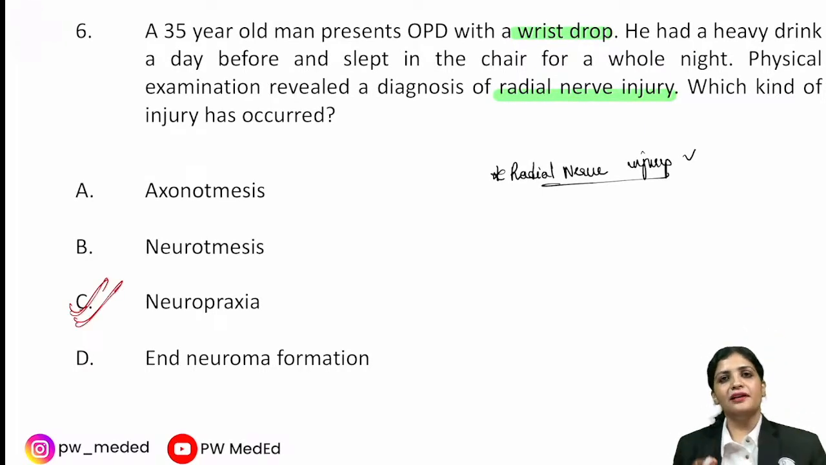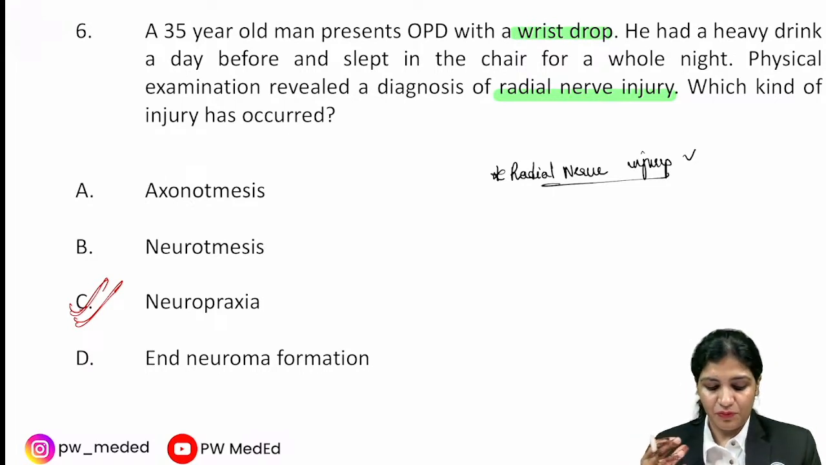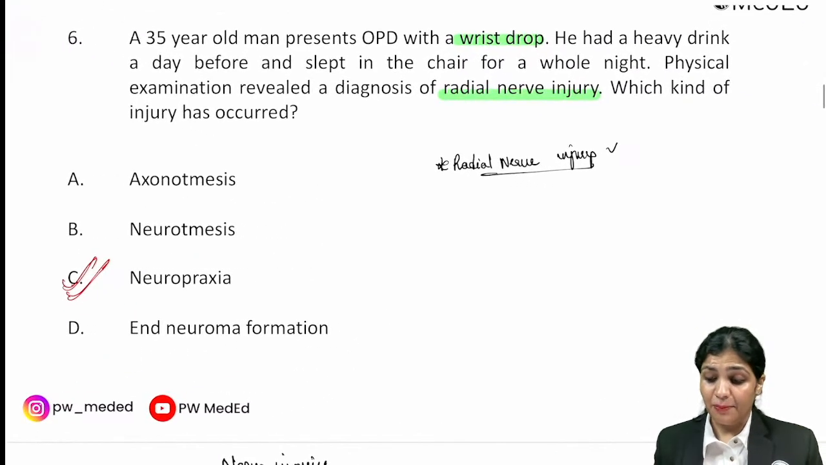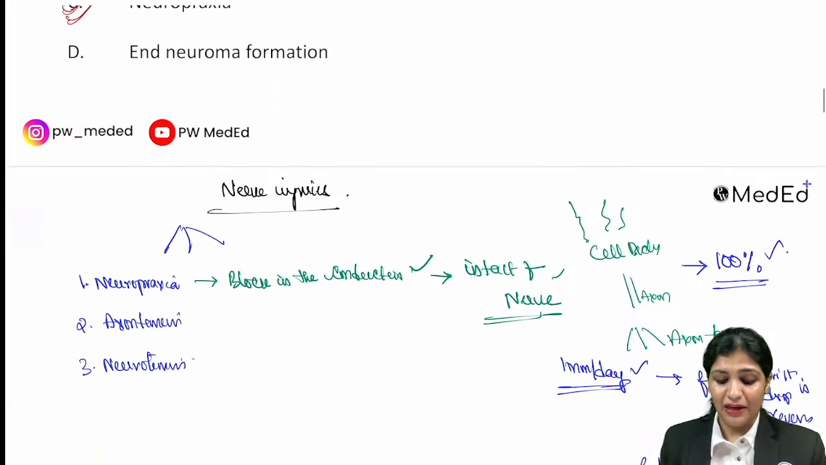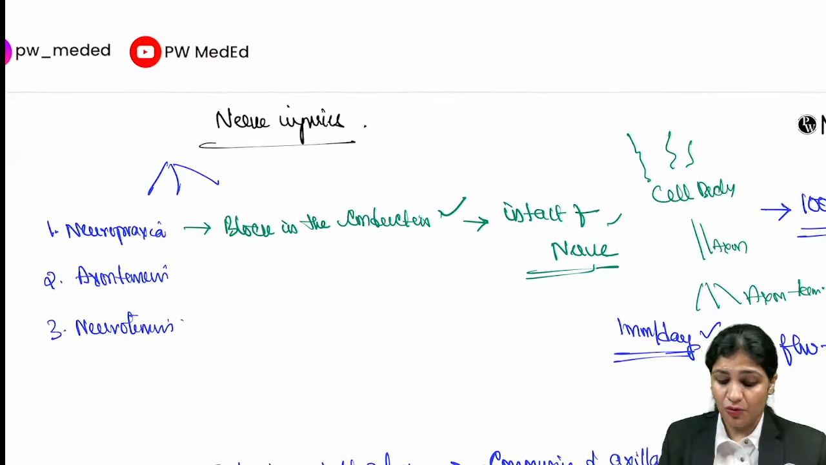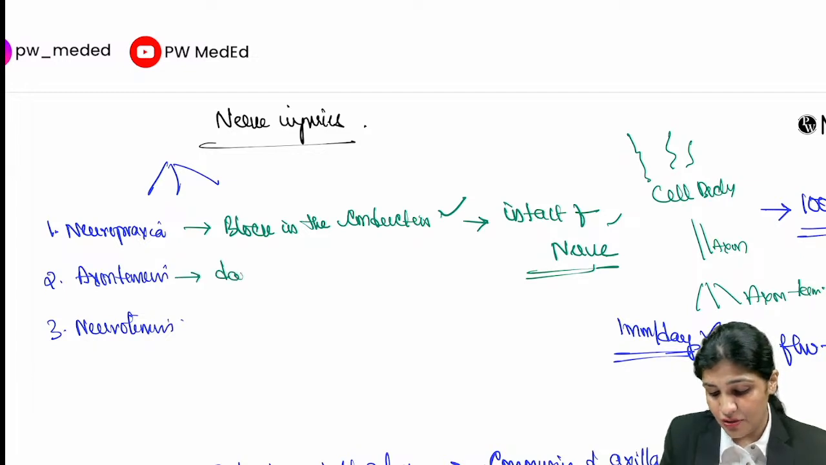So in case of Saturday night palsy, whenever there is a radial nerve injury, you always answer that it is a neuropraxia, because there is no structural injury to it. But for example, if the same patient has a cut over the radial nerve and presents with a wrist drop, because there is damage to the axon here, there will be damage to the sheath or axon, and this is called axonotmesis.